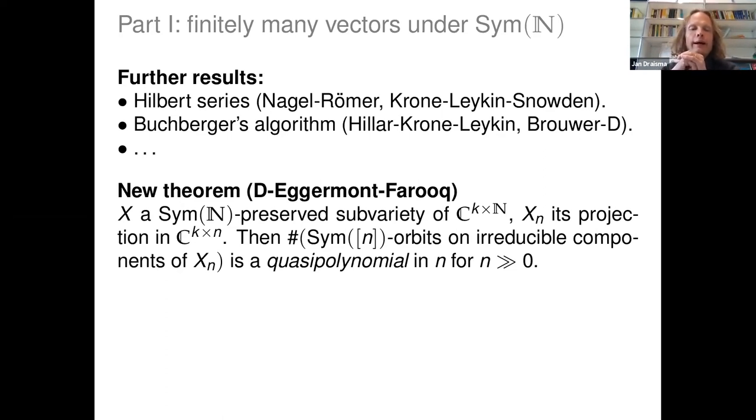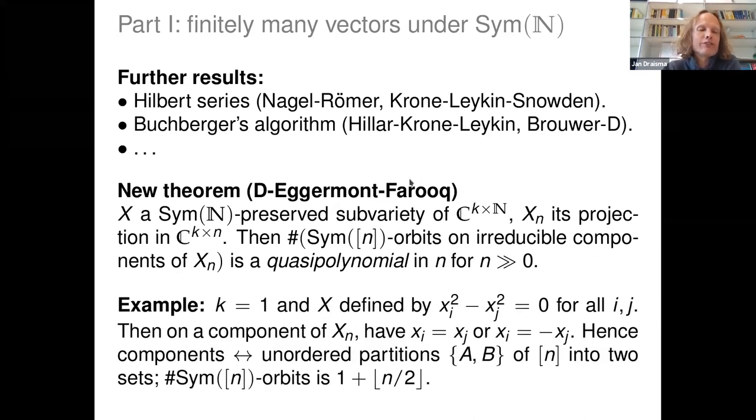And then that is a variety, Xn, and it is acted upon by the symmetric group of the first N columns of the matrix. And that action is by automorphisms of these varieties. So it also permutes the irreducible components. And the statement is that the number of orbits on irreducible components is in fact a quasi-polynomial in N when N is sufficiently large. So let me just give a very easy example of this.